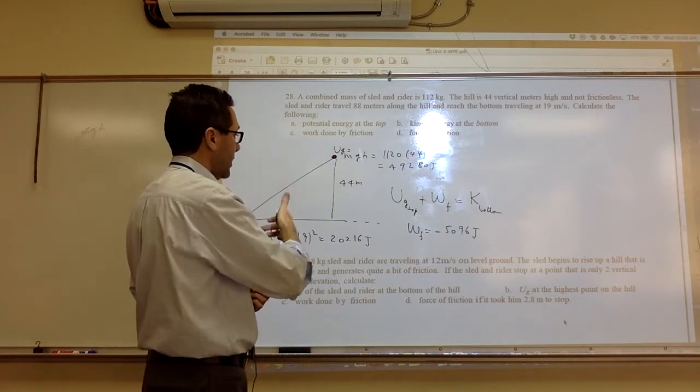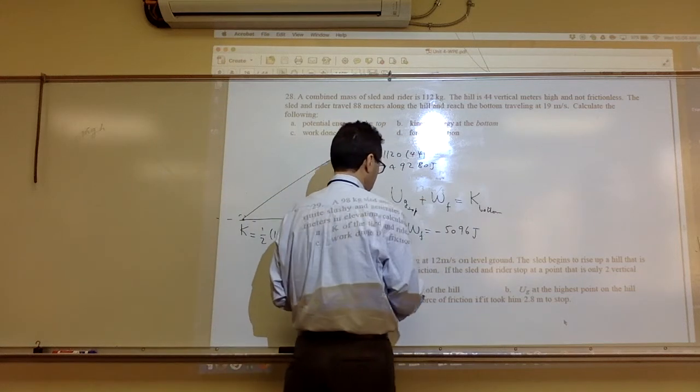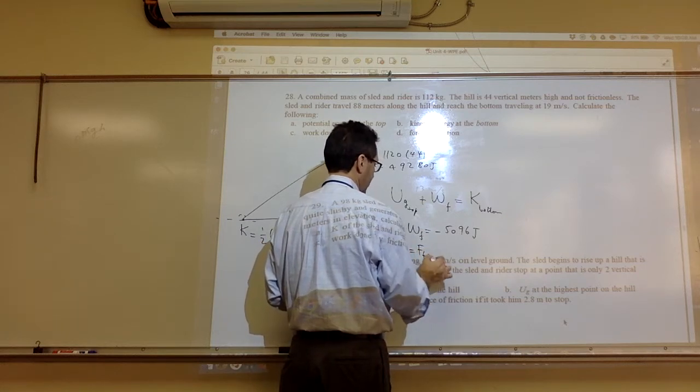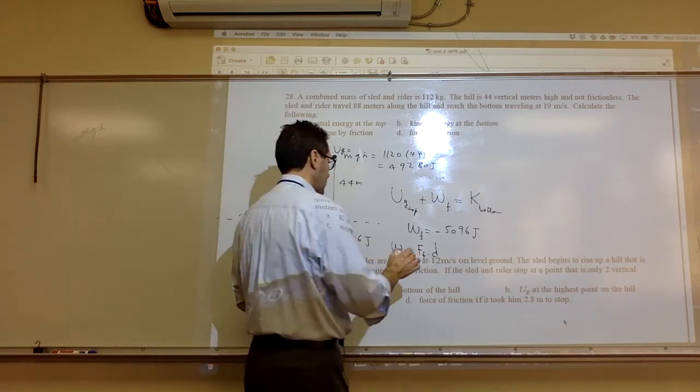You expect it to be negative because friction will do negative work. You're sliding down the ramp, friction is going up the ramp. Now, the work done by friction is the force of friction times the distance traveled along the ramp, cosine of 180. You cannot forget that.